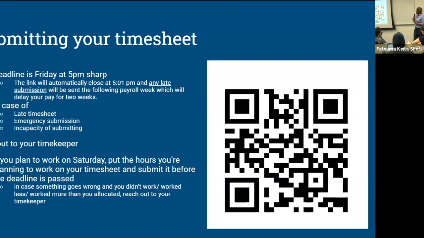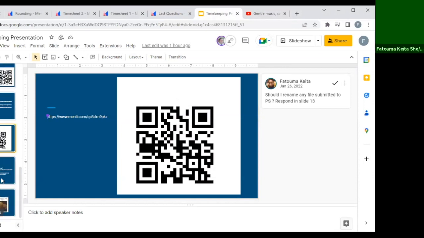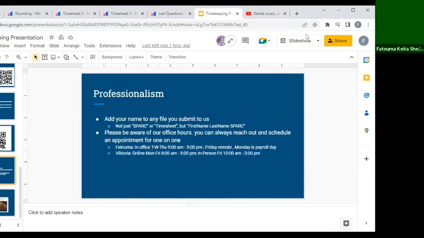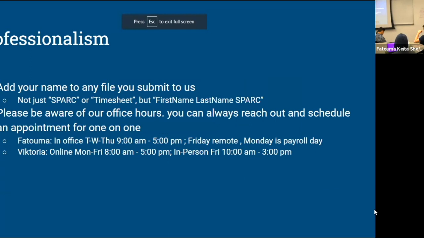So like I mentioned, if you need to work on the Saturday, but you know the deadline is Friday, make sure you reach out to me or reach out to Victoria. So, a perfect example: when you submit your Spark proof, like Audra said, you're going to put your first and last name, and then whatever document it is. For example, like she said, you put Audra Bennett, week 5.